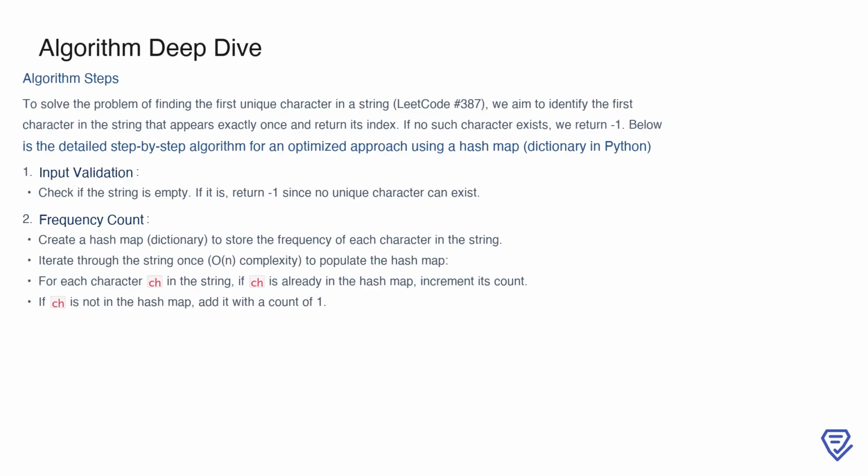Next, we create a hash map, or dictionary, to store the frequency of each character in the string. This is done by iterating through the string once. For each character, if it already exists in the hash map, we increment its count. If it doesn't exist, we add it with an initial count of 1. This ensures that we have a complete frequency count of all characters in the string in a single pass.